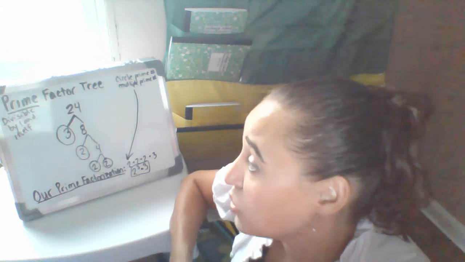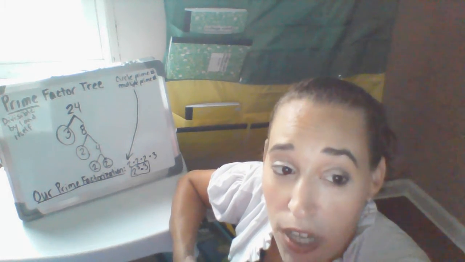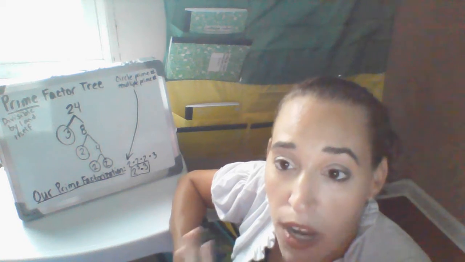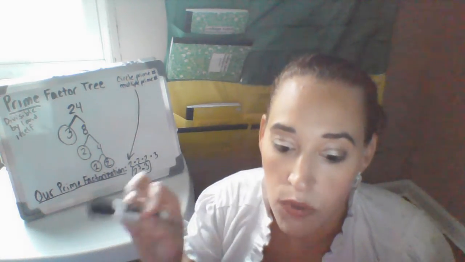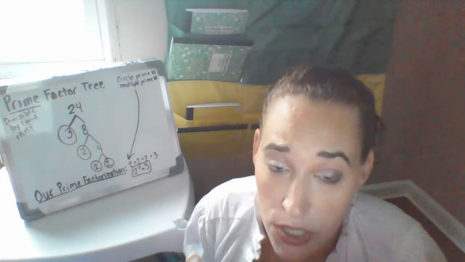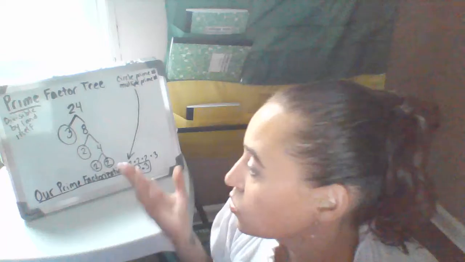So that's how you work prime factorization trees. Again, you're trying to pull out all the prime numbers. A prime number is any number that's divisible by 1 and itself only. When you go through my PowerPoint slide, I give you a whole chart of all the prime numbers for you to reference and look at. And this is just a short tutorial of how you create a prime factor tree.